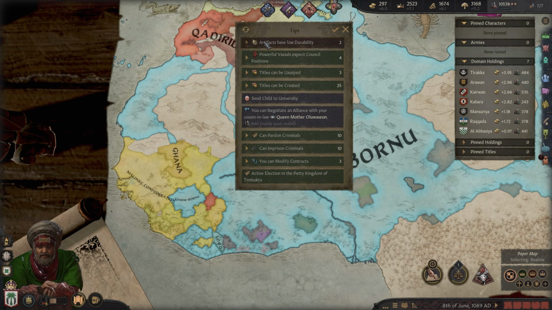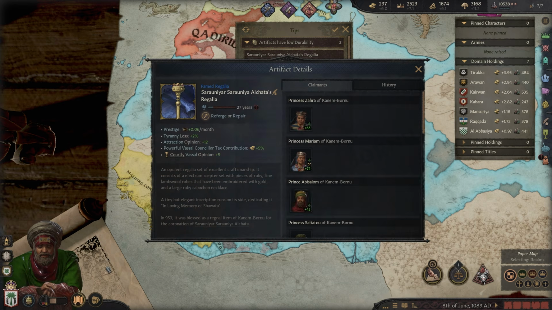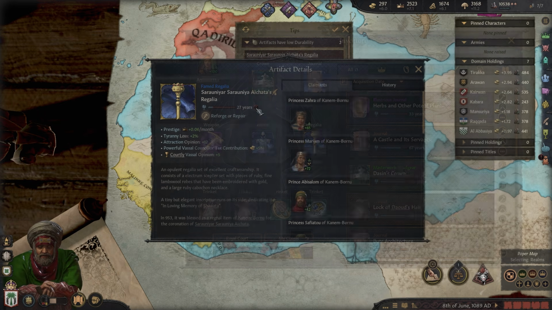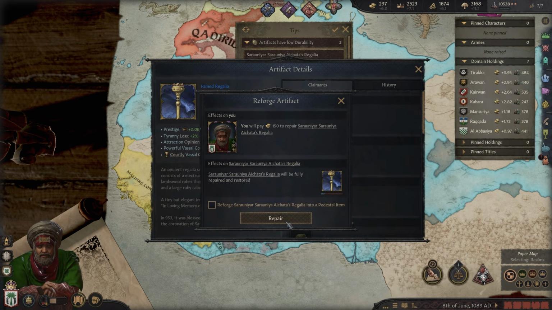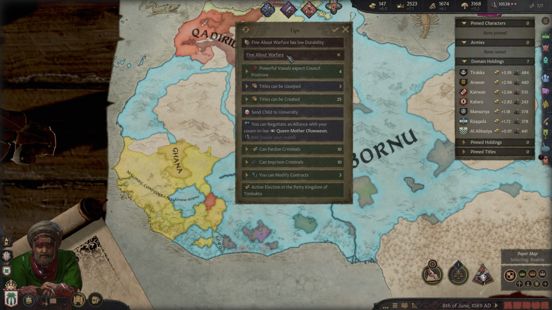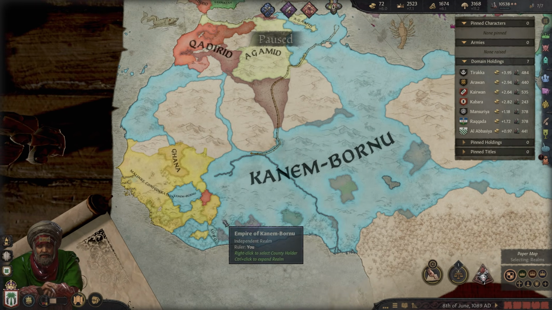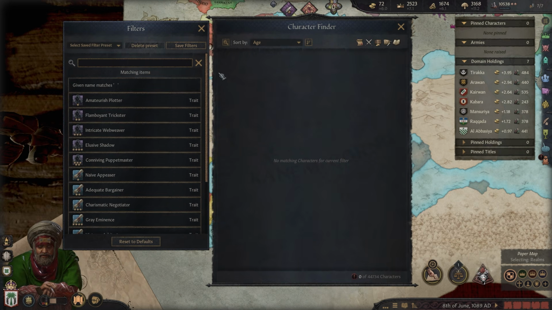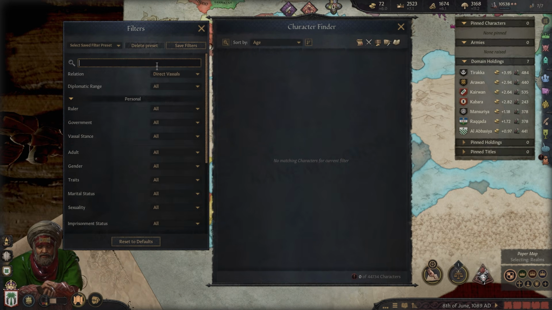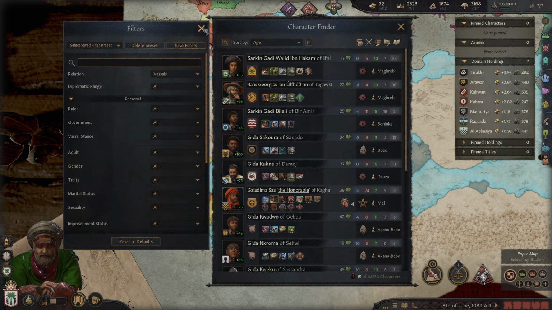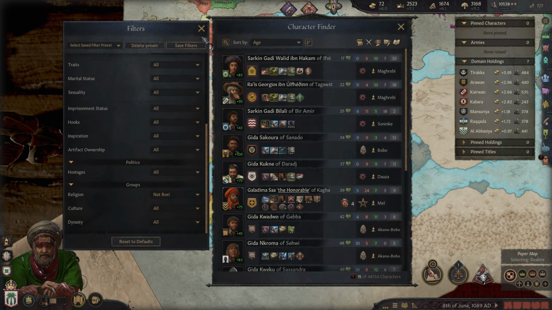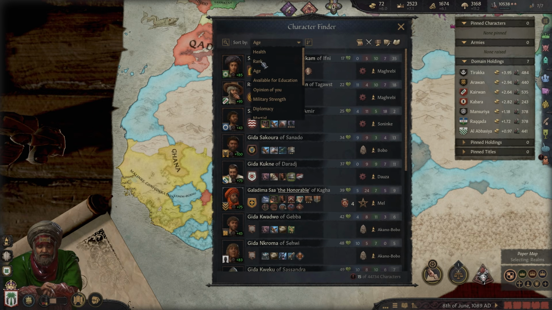Nice. Artifacts need to be repaired. The regalia. I do have it on. How much is it? 150. I paid. I'll pay for that as well. Right. Let's go back to our... Yes, okay, so yeah, this was open, so it started typing. Okay. So this is everybody who's not my religion, sort by rank.